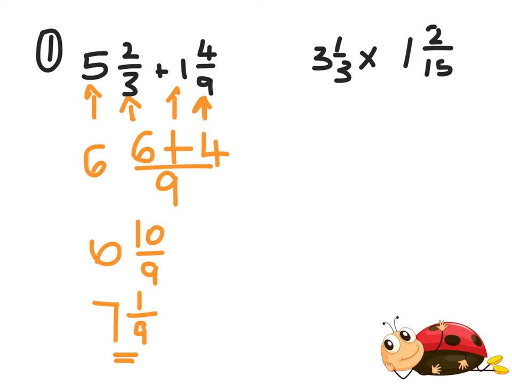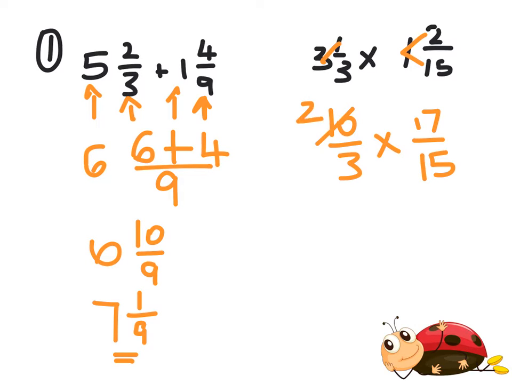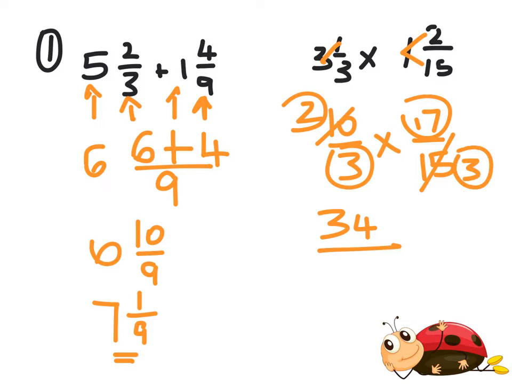For the fractions, 3 times 3 add 1 is 10 thirds, and 15 times 1 add 2 is 17 over 15. Now I know 5 goes in there twice, and I know 5 goes in there 3 times. Nothing else cancels, so I'm left with 2 times 17, which is 34, over 3 times 3, which is 9. And just leave it like that.